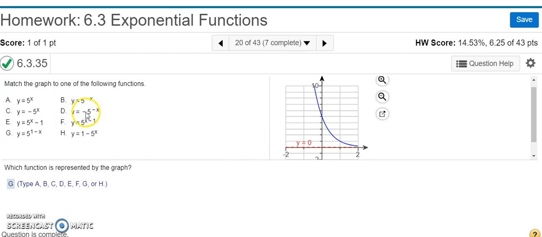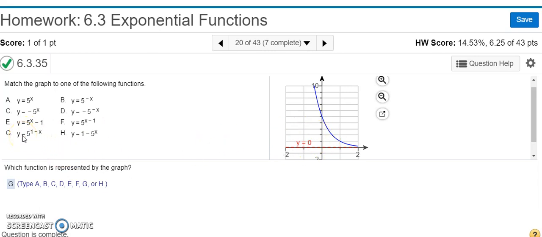D actually has a negative on the entire function, which, if you can recall, is going to indicate a reflection across the x-axis. So with answer choice D, because everything is negative, we would expect our function to also be below the x-axis. It will be reflected down. So it is not answer choice D. G is our only remaining option, but let's see if that actually matches.